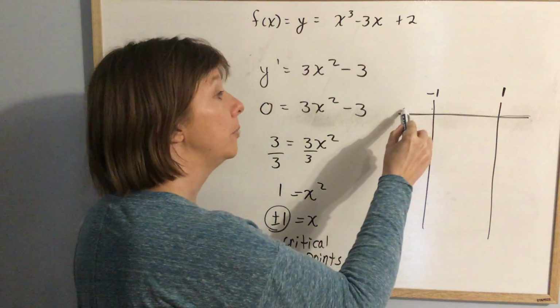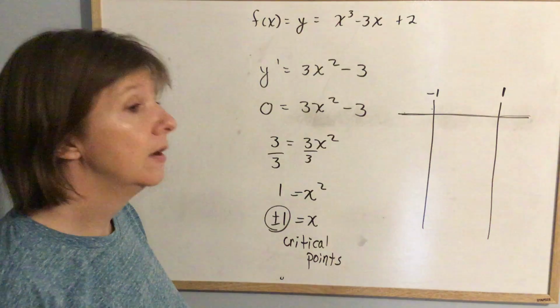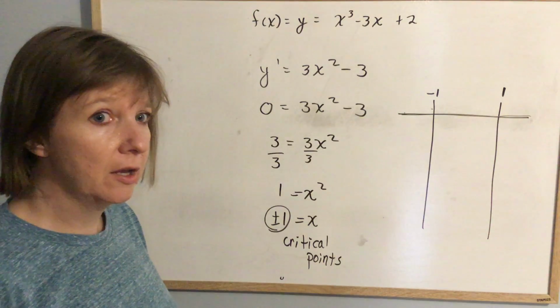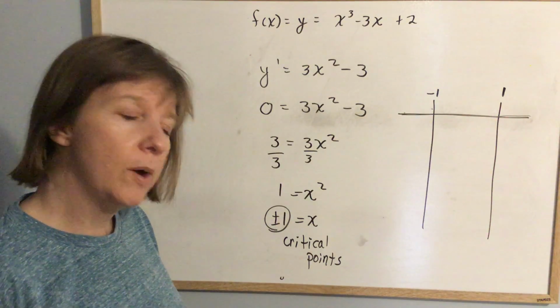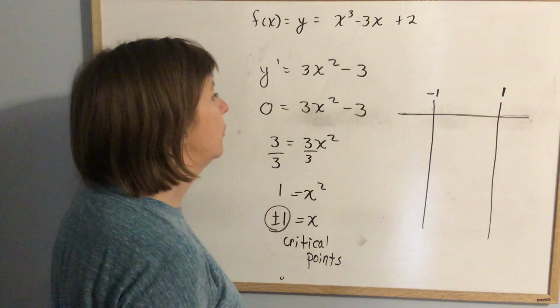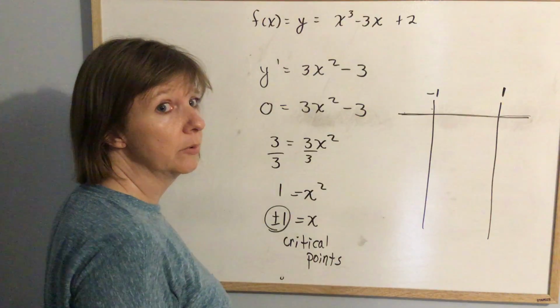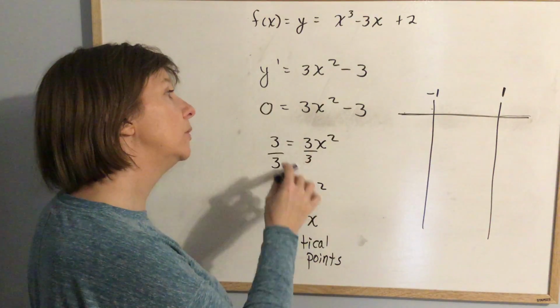I'm going to pick a number before -1. Anything you want, doesn't matter. It just needs to be lower than -1. So I'm going to go way out on a limb and go -2. Take that number and put it into the derivative. Do not put it back into the original. Put it into the derivative.